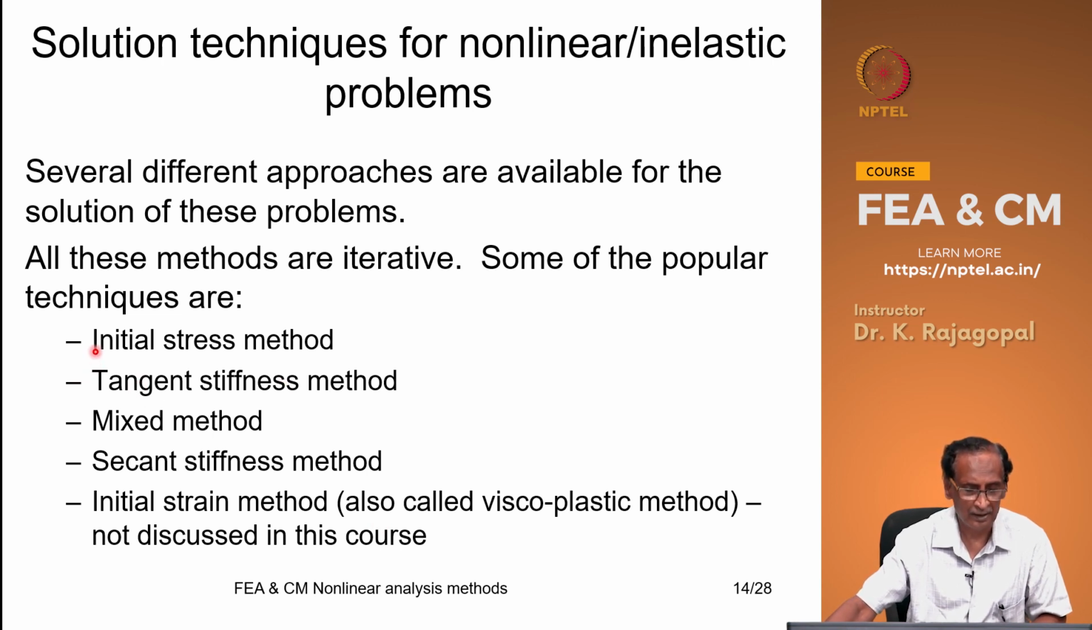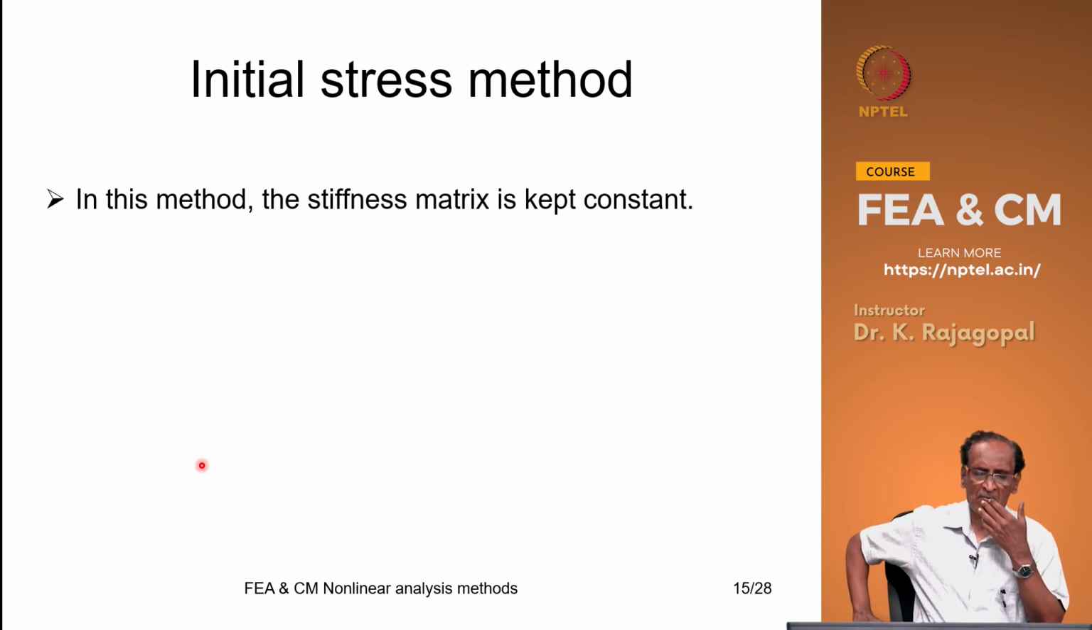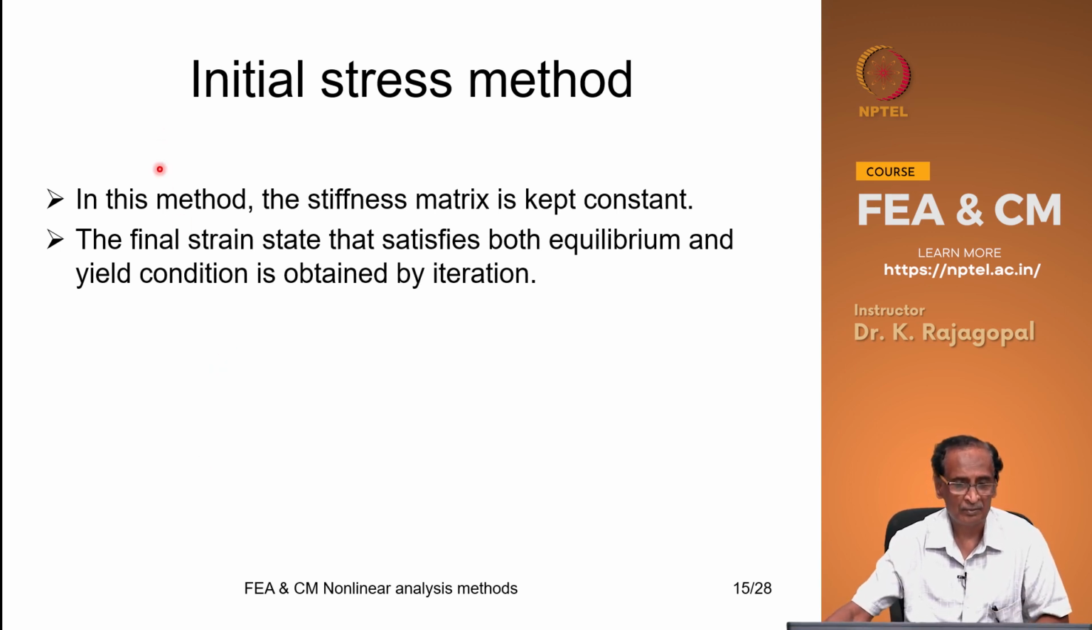I will explain these different methods: the initial stress method, tangent stiffness, and then a mixed method, which of course is a combination of these two, and then the secant stiffness method. Among these methods, the initial stiffness method is the fastest. In this method, the stiffness matrix is kept constant, and the final strain state that satisfies both the equilibrium and the yield condition is obtained by iteration.